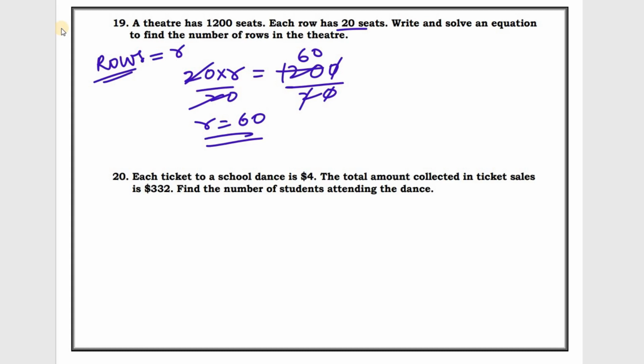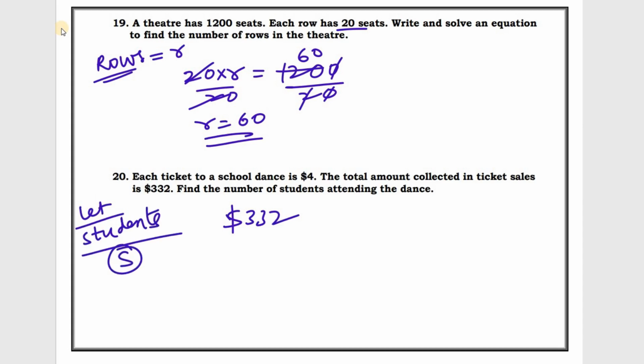The last question. Each ticket to a school dance is $4. The total amount collected in ticket sales is 332. Find the number of students attending the dance. So each ticket cost is 4 and the total amount collected is $332. So we don't know how many students attended. So let the number of students attended be S. I am taking it as the variable. So the total amount collected is 332 and each student has to pay 4, right? 4 times S, S is the number of students. So 4S equals 332. So dividing 332 by 4 here.